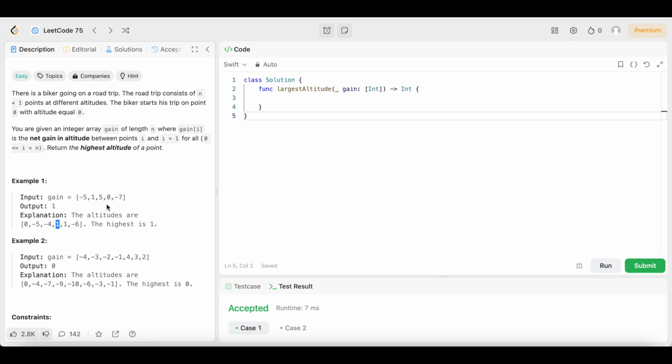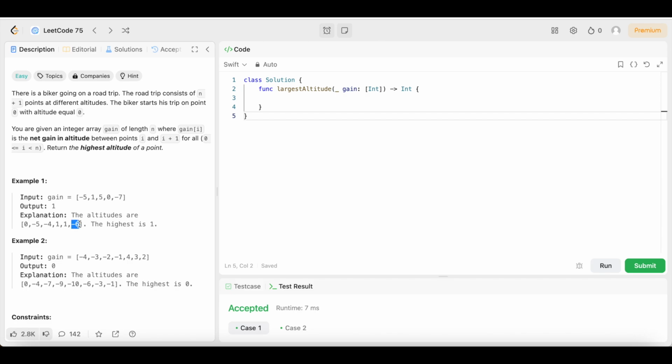Now we're at 1, and this is 0, so 0 plus 1 equals 1. So that's where this 1 comes from. And then we come right here, and we have -7. So 1 minus 7 equals -6.